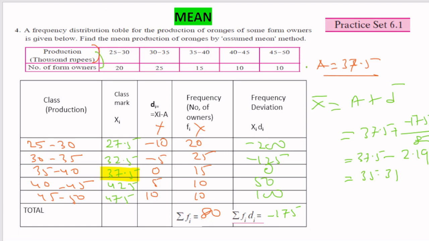So these numbers are in 1000 rupees. How to convert into rupees? Simply multiply by 1000. So 35.31 into 1000, your number will be 35,310 rupees. This is your mean of oranges production. Isn't it easy? Your calculation is easy, the steps are easy. So this is why we use assumed mean.